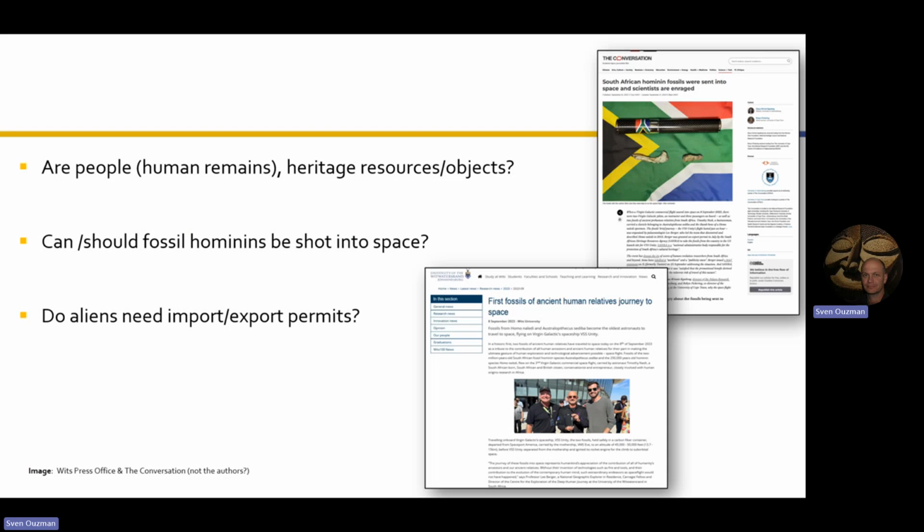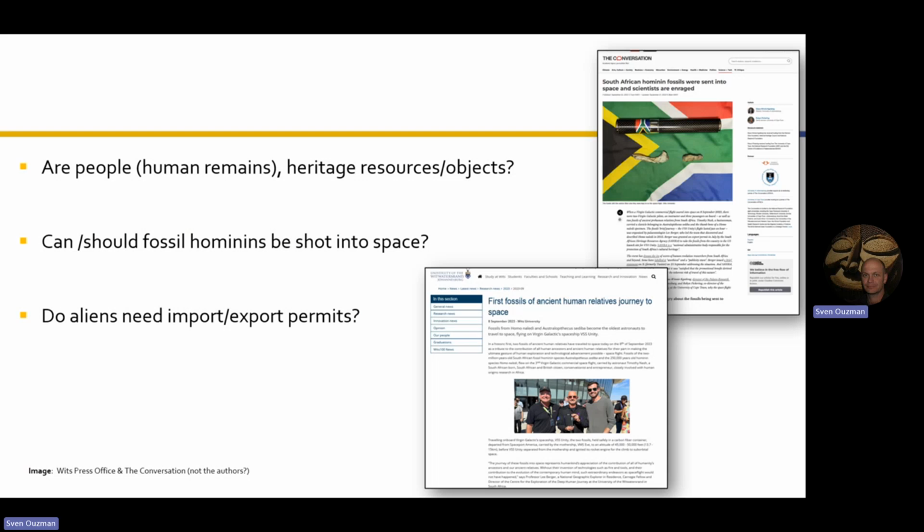They are the property of the state, just like a stone tool. If you want to get rid of that person, even through a good aim like repatriation, they have to be de-accessioned. They have to be unmade property of the state through advice from a particular council and then final approval of the minister. We also get controversies, such as the recent controversy over whether hominin fossils should be sent out into outer space or not.